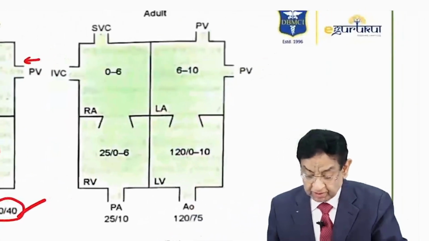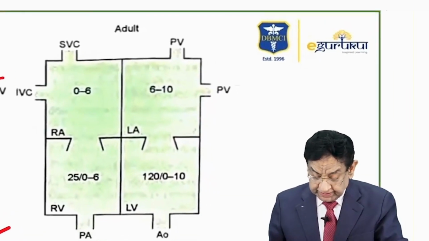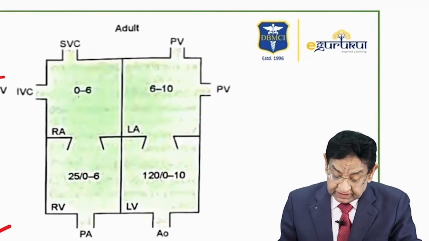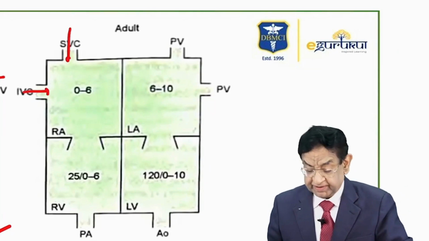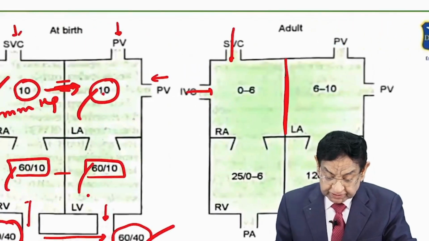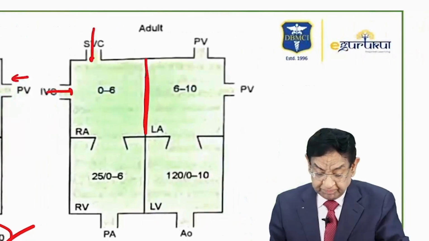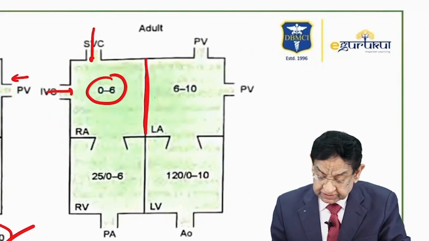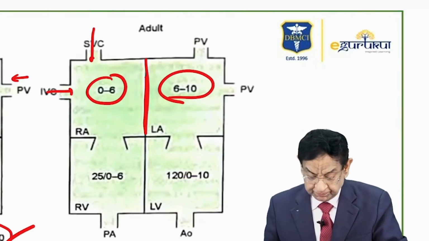Now let's talk about what happens in the adults. In adults, blood is coming again from the superior and inferior vena cava, and this is closed now. Remember, it was open in the intrauterine life. Pressure here is 0 to 6, 6 to 10. Sometimes they write 6 to 12 also.